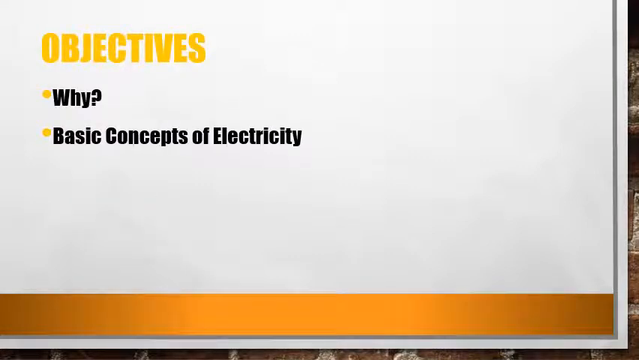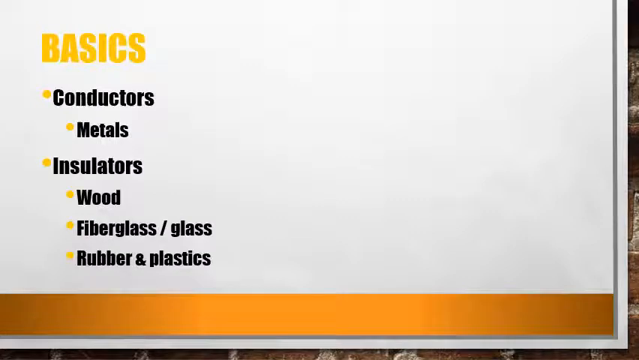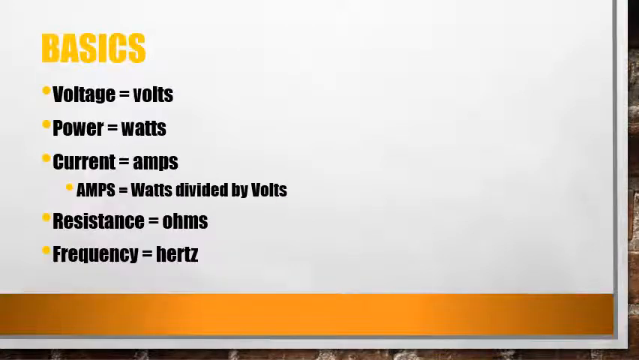A key term to understand with electricity is conductors. Certain materials, particularly metals, conduct electricity. Then there are other materials which do not. Those materials are insulators, such as wood, fiberglass, glass, rubber, and plastics. These do not conduct electricity and would protect you from being exposed to electric hazards.